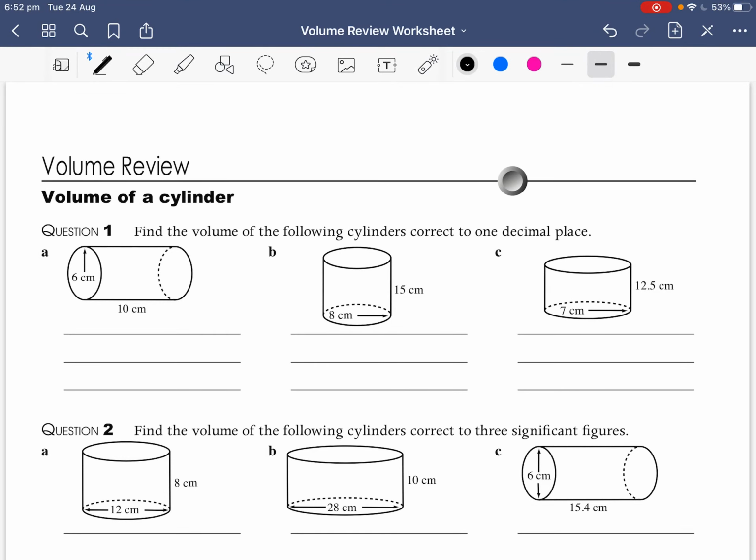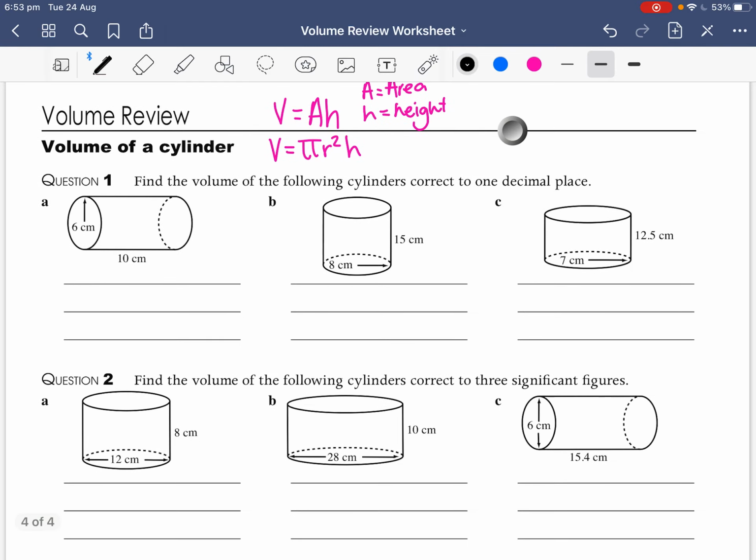Okay, volume review worksheet, page 4, and what we're doing is we're looking at volume of a cylinder. So just remember that volume equals A times H, where A is the area of the base times H, the height. So for the volume of a cylinder, we use the formula V equals the area of a circle, which is pi r squared, times our height. So for each of these, we are going to use the formula V equals pi r squared H.